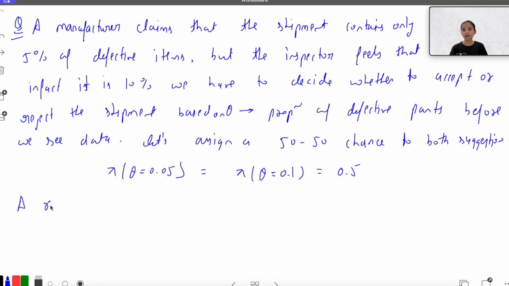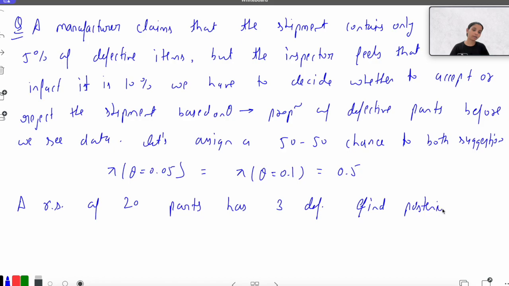Now a random sample of 20 parts has 3 defectives in it. Okay, now we need to calculate the posterior for theta. Find posterior for theta.